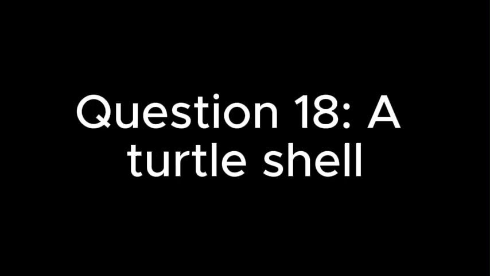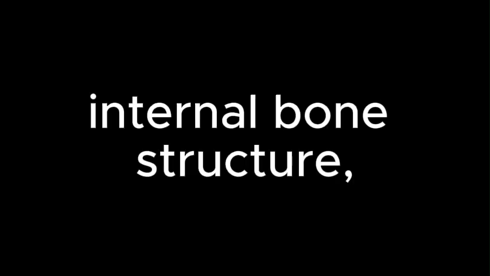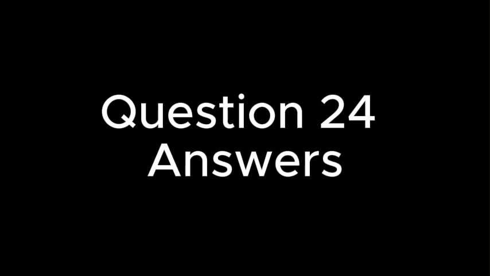Question 18. A turtle shell appears external to the animal, protecting its body like armor. The shell is often incorrectly assumed to be an exoskeleton, a rigid outer casing like that of a crustacean or an insect, when in fact it is an endoskeleton, a part of the turtle's internal bone structure, more akin to a spine or a pair of ribs. Question 24 answers prompt for question 24.